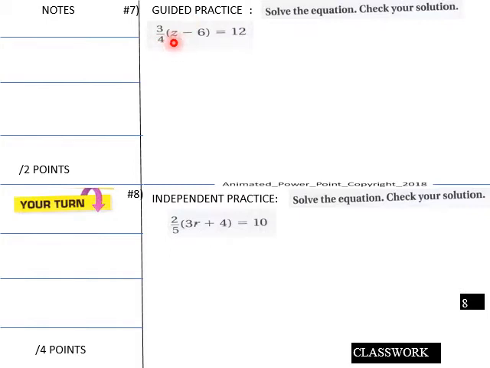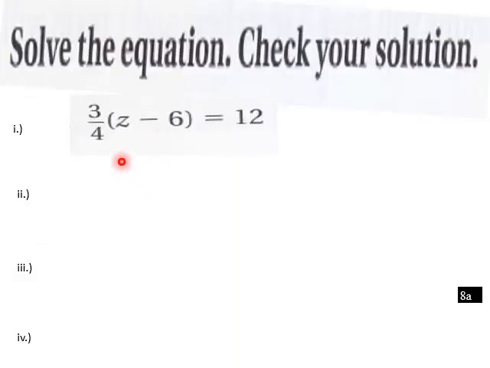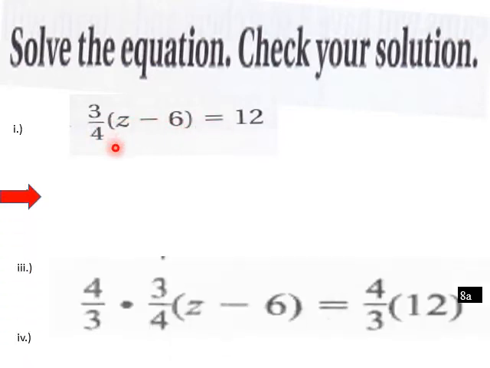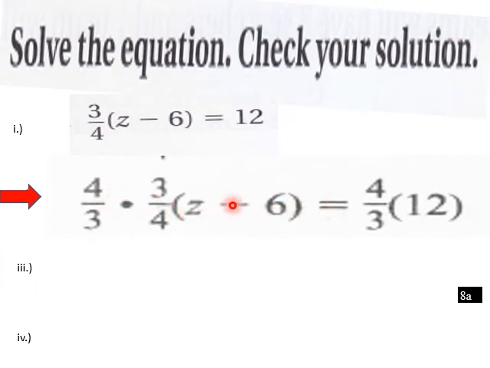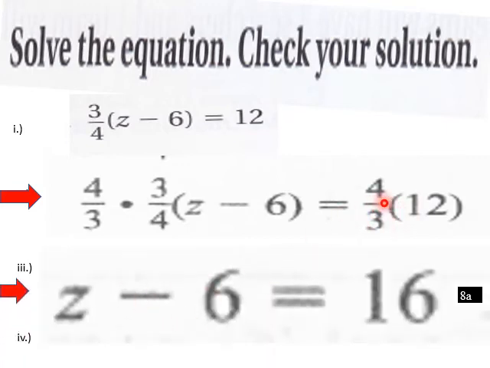We have 3/4 times the quantity z minus 6 equals 12. And then you have something similar down here, students. So pay attention up here. You can do your independent. So we're going to have 3/4 times the quantity z minus 6 equals 12. If we multiply by 4 over 3 on both sides, this goes away. And what's 4/3 times 12? We get 48 over 3, which is 16. This goes away. We end up with z minus 6.